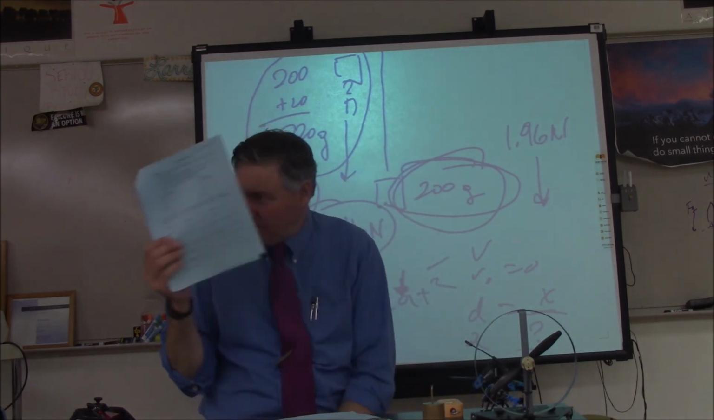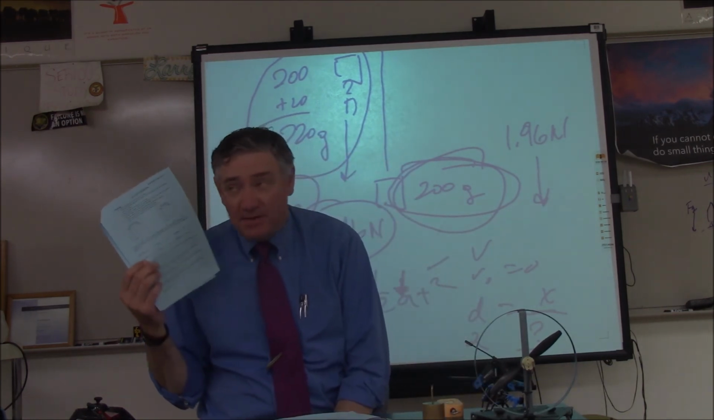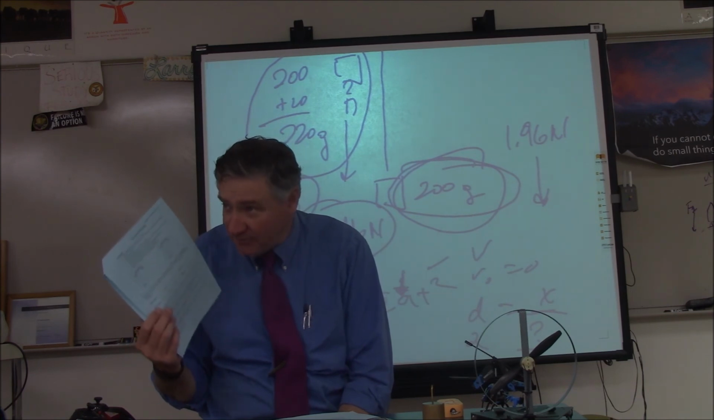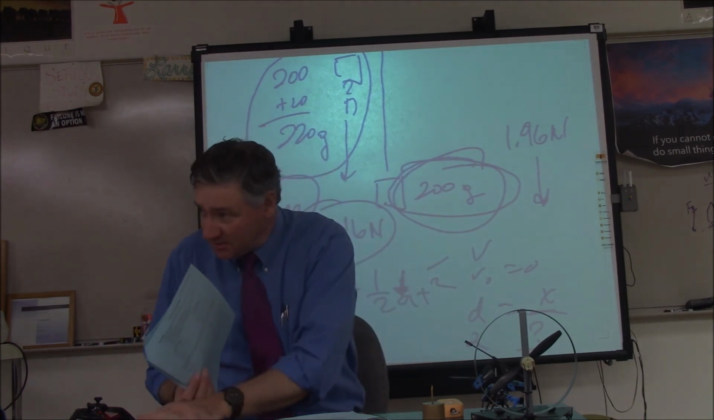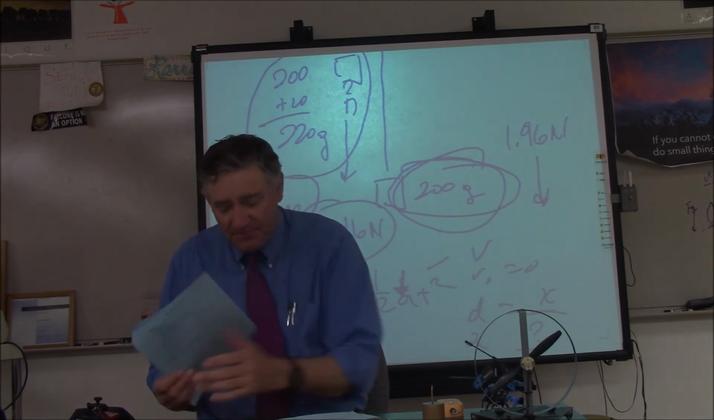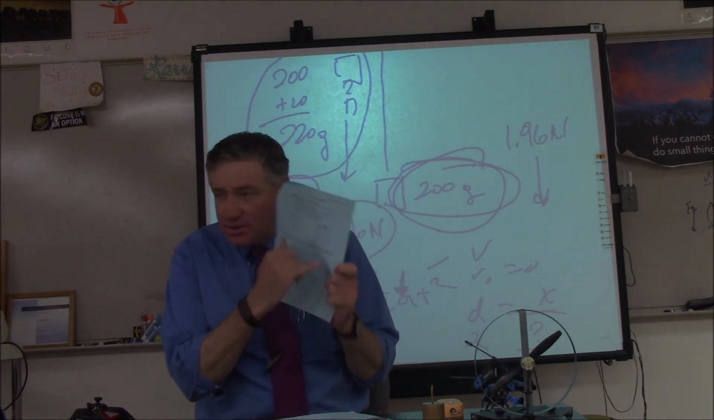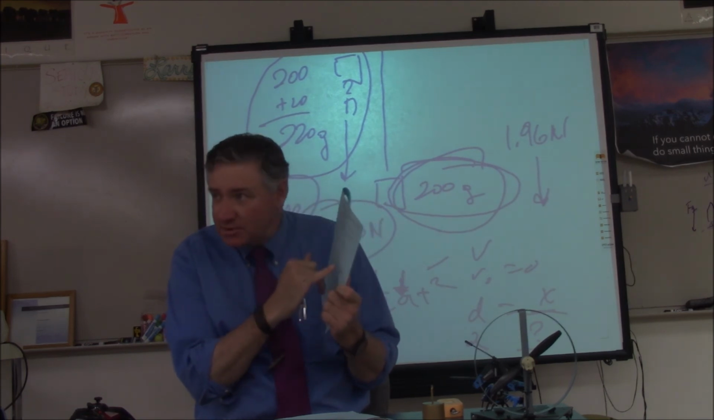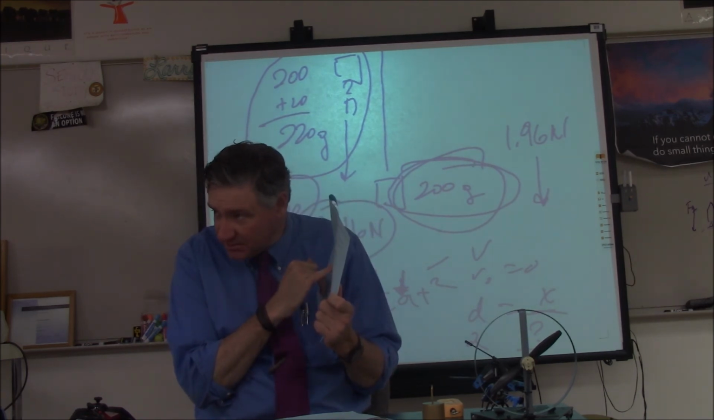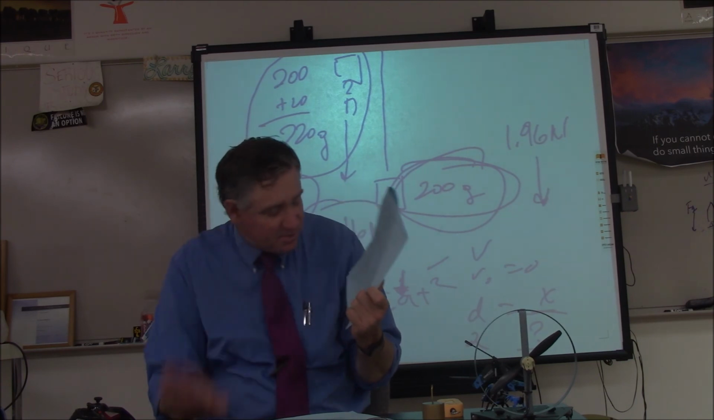Then you're going to do the 240 and the 200. Again, make the 240 the applied force. Take 0.24 times 9.8. Take 0.2 times 9.8. There's your opposing force. Okay. So you're going to have two theoretical accelerations, and you're going to have two experimental accelerations. Okay. Make sure you show that.